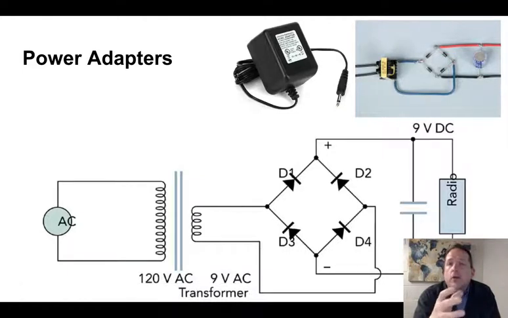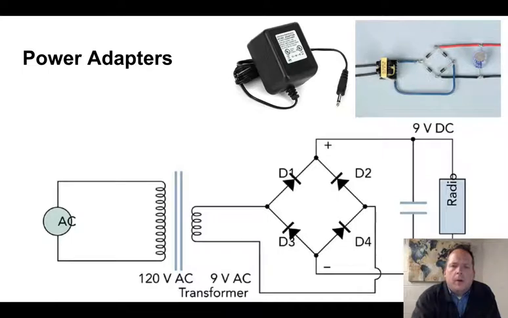In fact, you can't use a transformer with DC, because if you send a constant current through a coil, it produces a constant magnetic field, and a constant magnetic field won't produce a current on the other side of the transformer. You have to have AC for transformers.